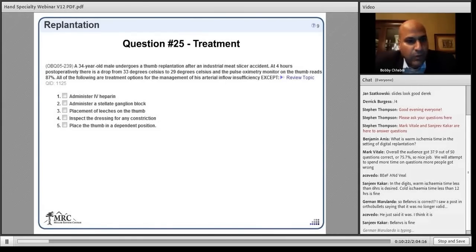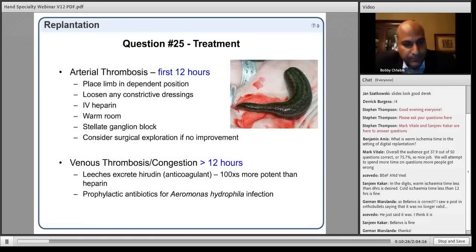So what are the best ways to manage arterial insufficiency? In the first 12 hours, it's usually an arterial thrombosis. You can place the limb in a dependent position and loosen any constrictive dressings. A tight dressing can interfere with arterial supply. You can try IV heparin and a warm room to prevent vasoconstriction. You can try stellate blocks. And if that doesn't work, you often need to go back to the OR if your replant fails early.